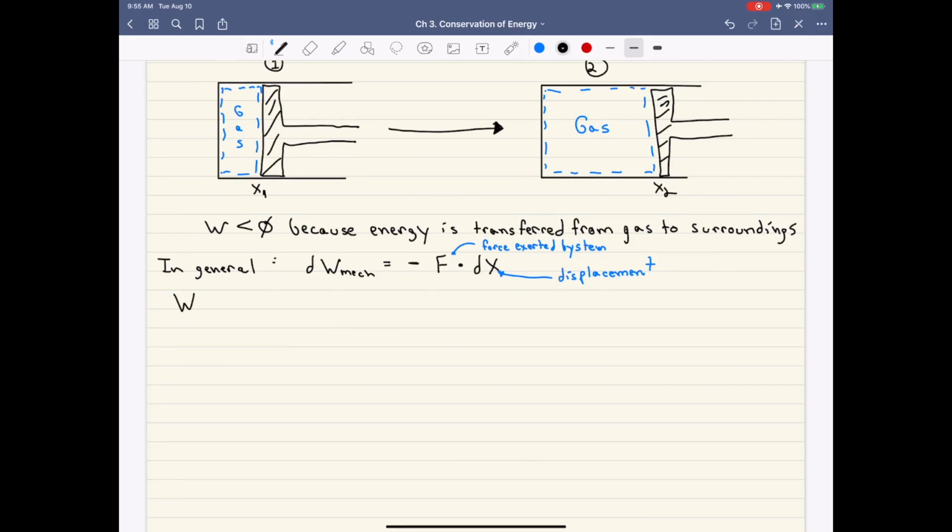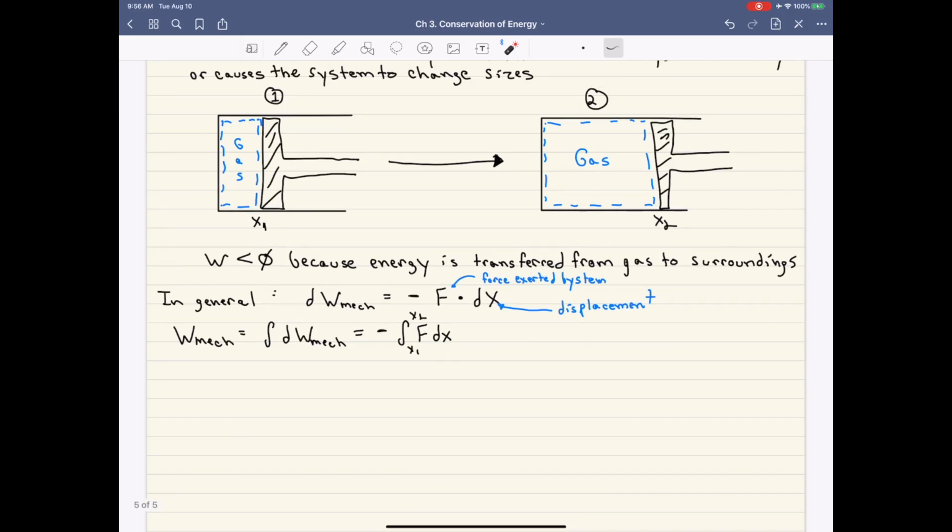And so the mechanical work itself is going to be equal to the integral of dW mechanical. And so that's going to be the integral of F dx from x1 to x2. Okay? So that's what work mechanical is. But to get an idea, I'm still talking in somewhat vague terms, right? In order to actually calculate the work, we need to have an idea of what exactly the force exerted by the system is, or in our case, what the force exerted by the gas is. Okay? And to do that, we need to start thinking on the microscopic scale.